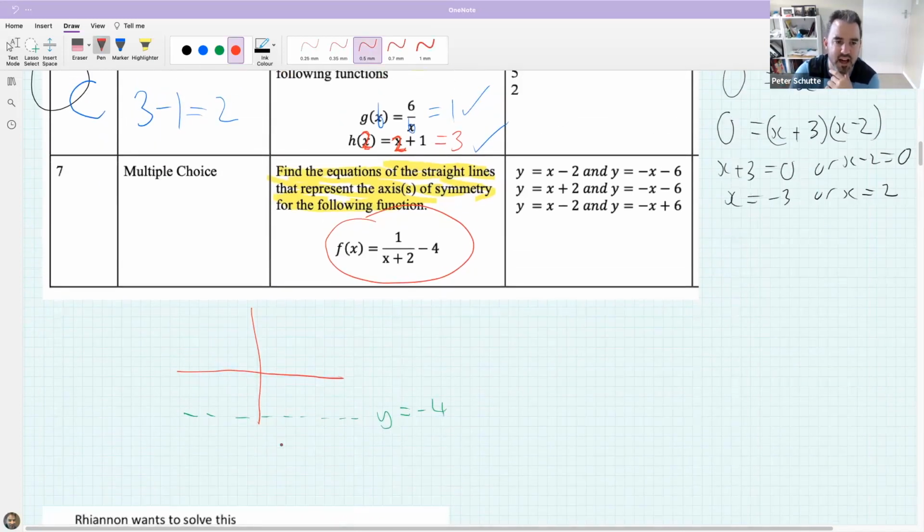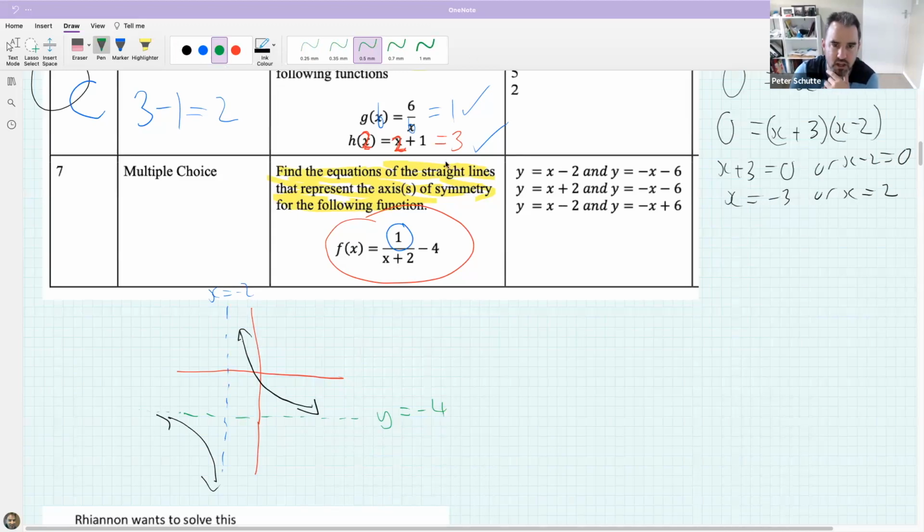And then the other thing I need to bear in mind is that x is minus 2. So that's the other asymptote. Now, because this value is a 1, what's going to happen is, and I don't know the exact value of where it cuts there, but this is what the hyperbola is going to look like.